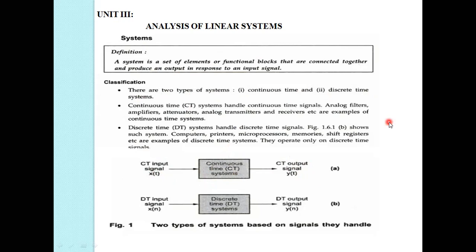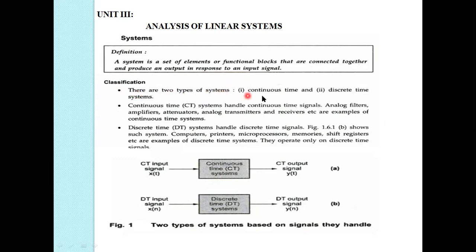Signal is different and system is different, my dear students. Until now, in the three units we discussed only signals. Now it is a system. The subject name is Signals and Systems. Continuous time signal and discrete time signal are different, and continuous time system and discrete time system are different, my dear students. Be careful and listen carefully here.